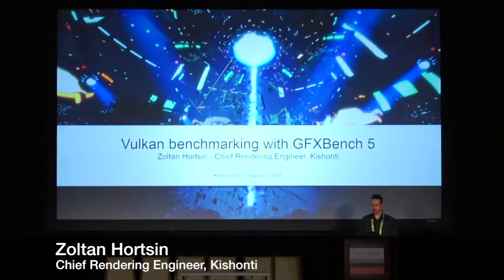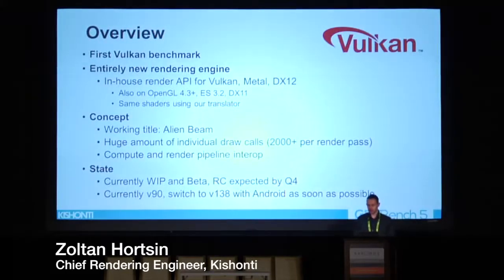GFX Bench 5 is our latest GFX benchmark iteration aimed at recent low-level APIs. GFX Bench 5 is the first Vulkan benchmark and has an entirely new rendering engine. It is built on an in-house render API to cover the following high-level and low-level APIs: Vulkan, Metal, DX12, OpenGL Desktop, OpenGL ES, and DX11. This render API also has a basic shader translator, so we can use the same shaders on each platform. The focus of GFX Bench 5 is on low-level APIs. High-level API support is mainly for comparison and development.